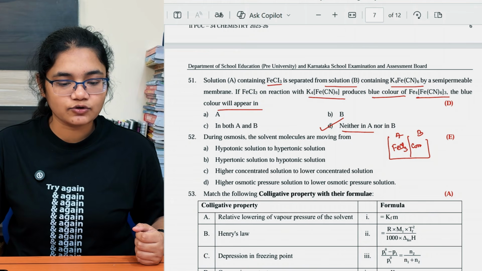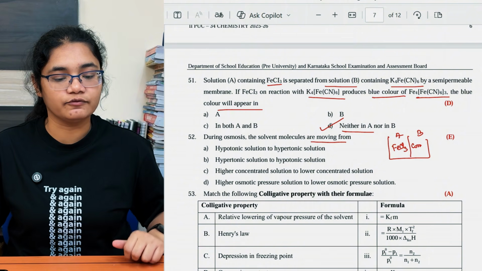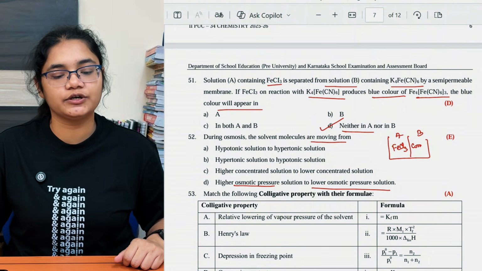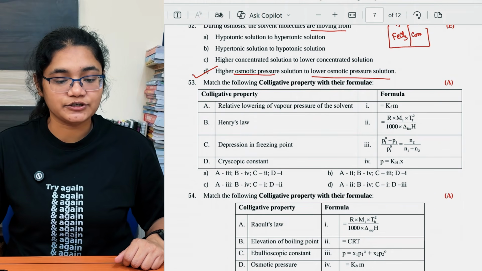During osmosis, the solvent molecules are moving from higher osmotic pressure solution to the lower osmotic pressure solution. Okay. Next, question 53, relative lowering.